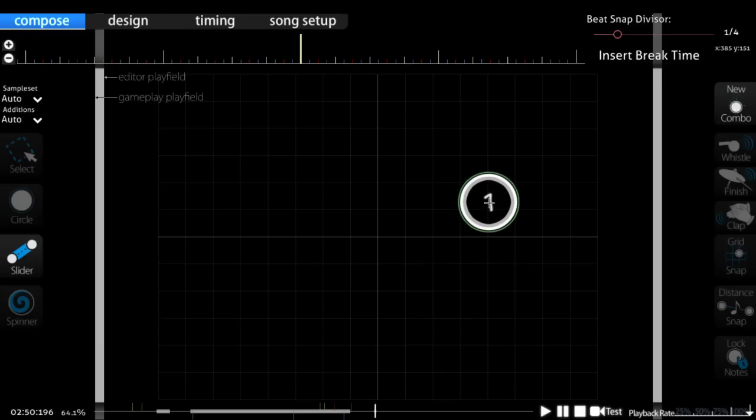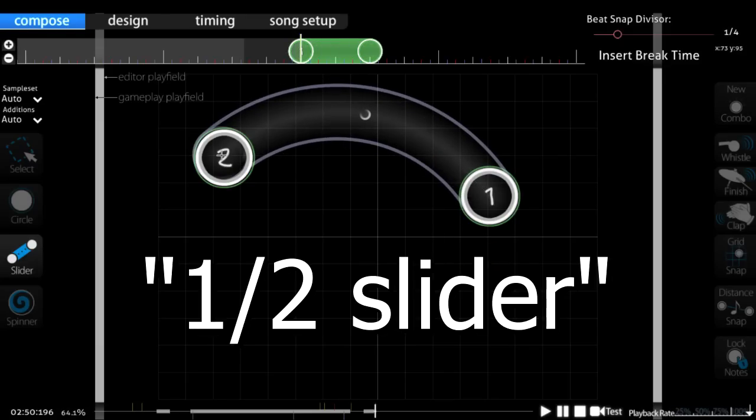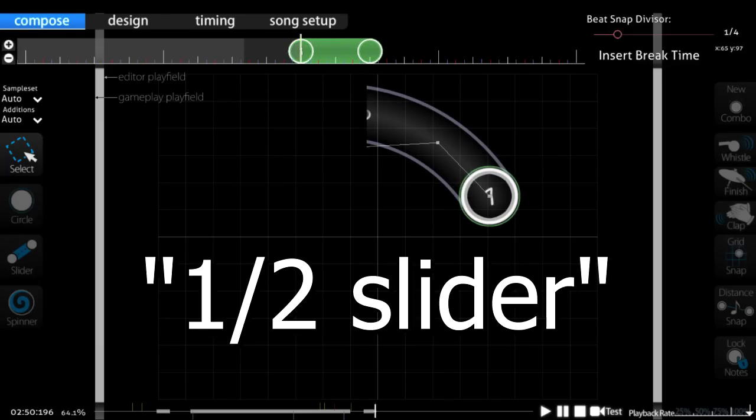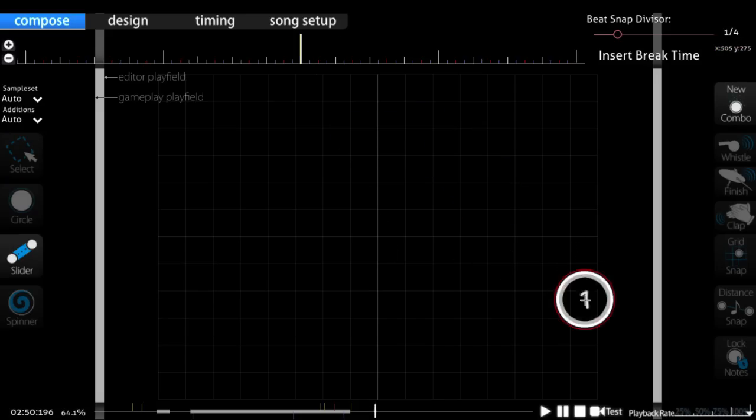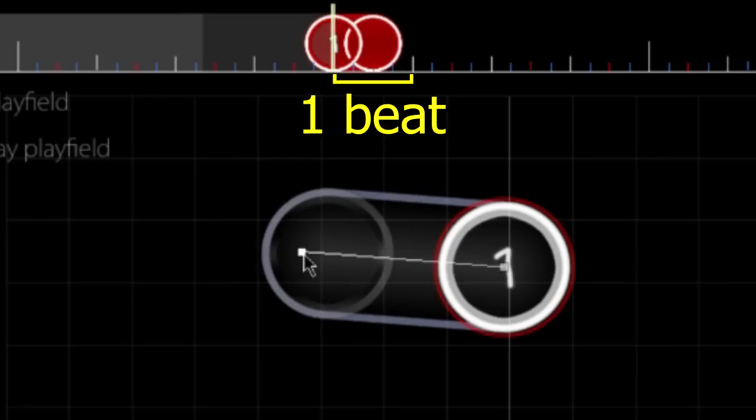I mean, to a player, what is a 1/2 slider? Is that half a slider? Cutting the slider's length in half? It's not very clear. To a mapper though, it's obvious. A 1/2 slider is a slider whose length is half a beat.